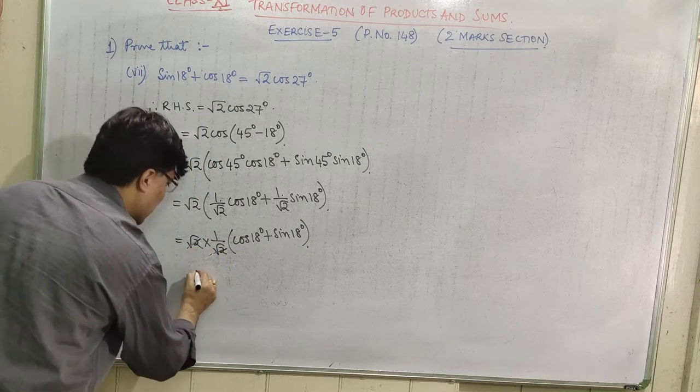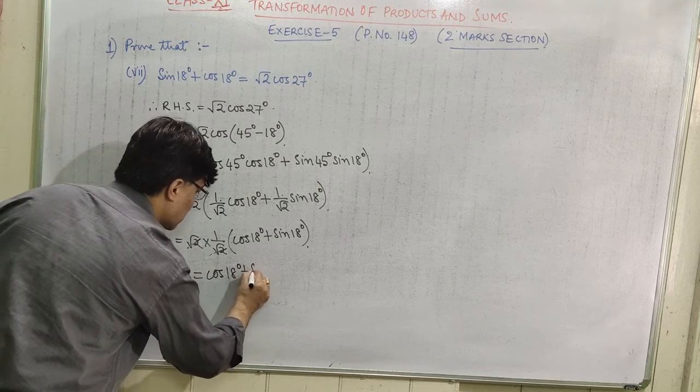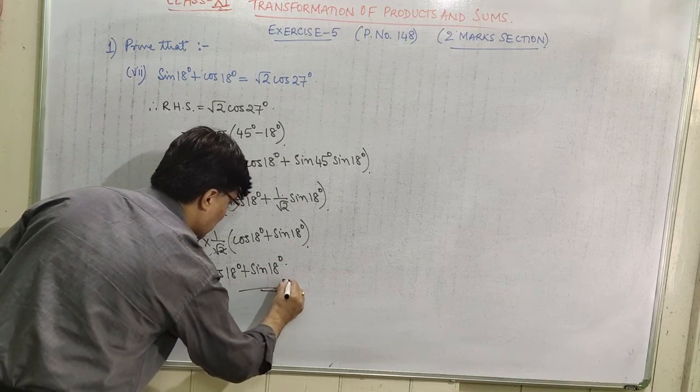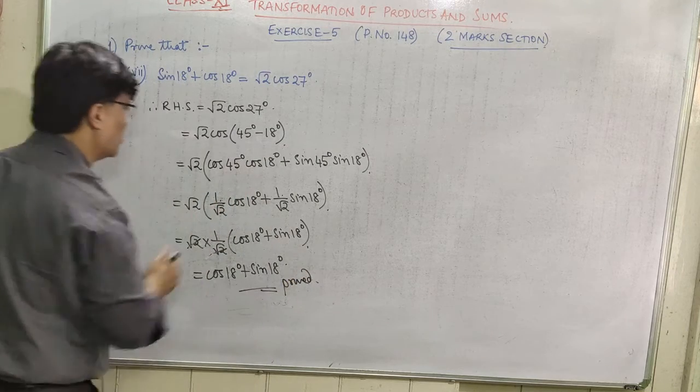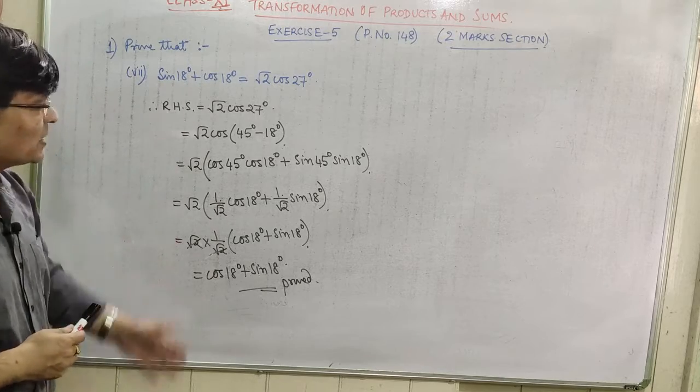So here root 2 gets cancelled. So what is the answer? This is cos 18 degree plus sine 18 degree. So this is the answer. That is done, proved. So I think you have understood it. So you can copy it.